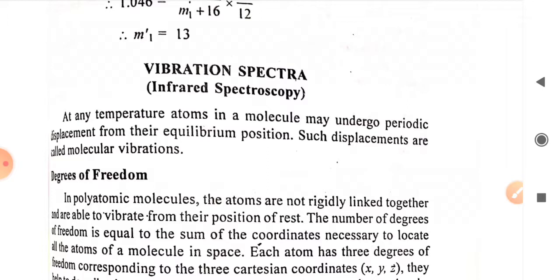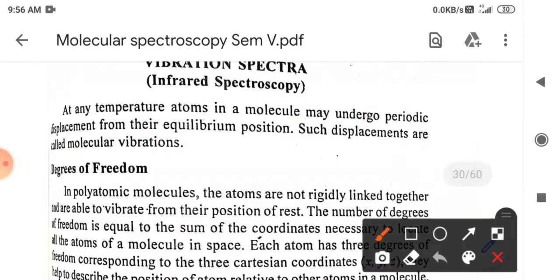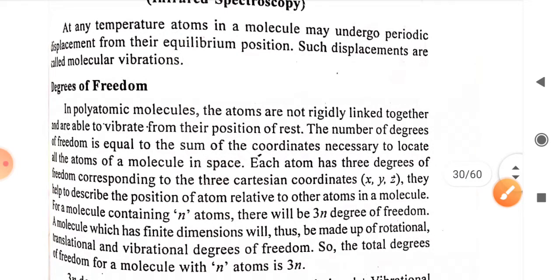Now for a given molecule at any temperature, there must be some sort of vibration in the given molecule about its equilibrium position. So at any temperature the atoms in the given molecule will undergo periodic displacement from their equilibrium position. Such displacements are simply called molecular vibration, and these are present in each and every molecule inherently at any temperature.